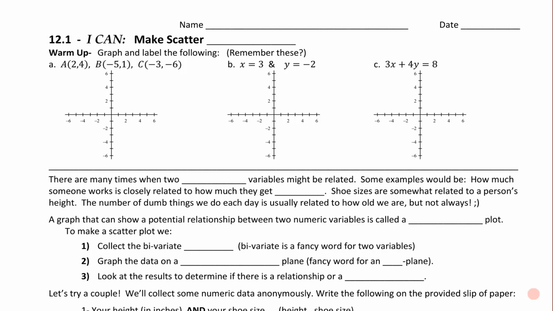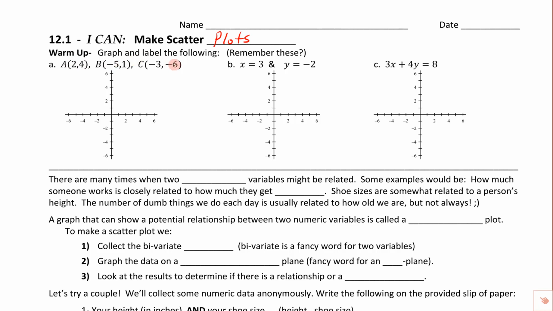Okay, this is the last unit we're going to cover. We're going to be talking about data and statistics. And in this first section in Unit 12, we're going to talk about how we can make scatter plots. So let's write the word plots right here. So scatter plots. And as a warm-up, we're just going to do a little bit of graphing review.